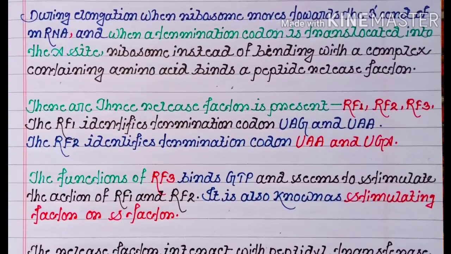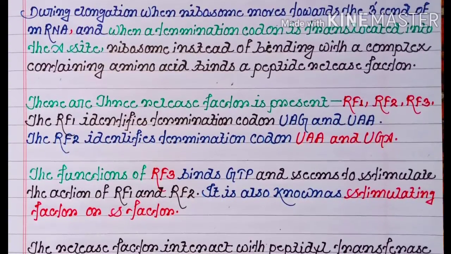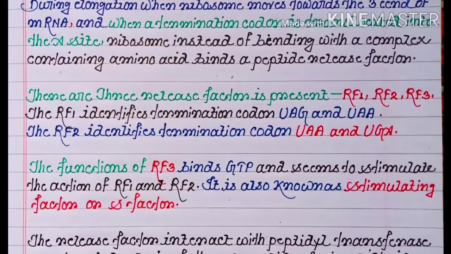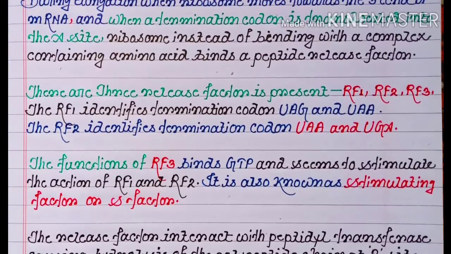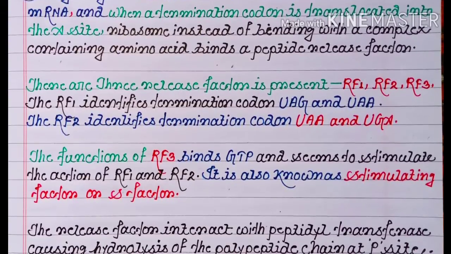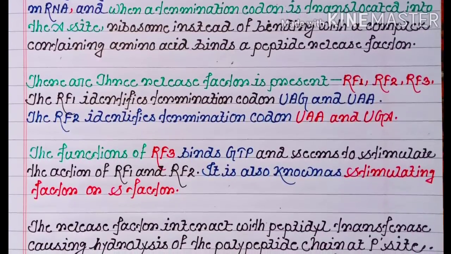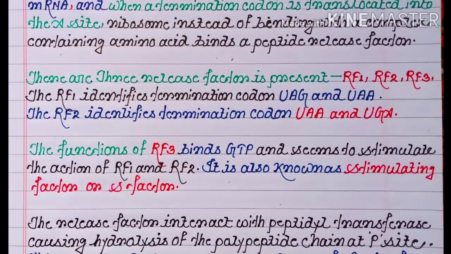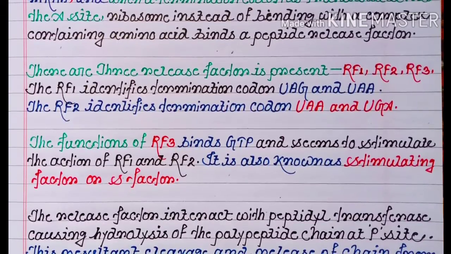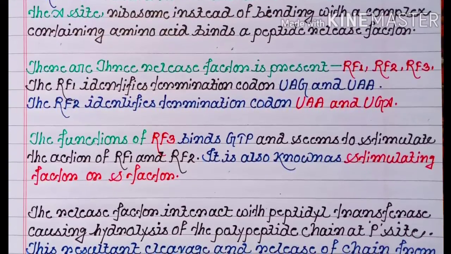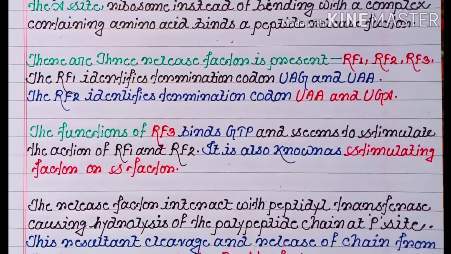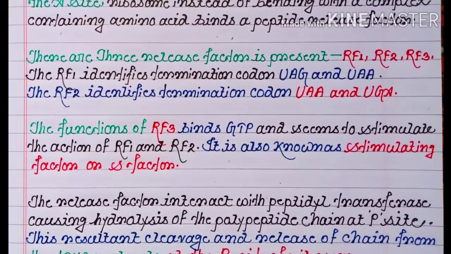RF1 identifies the termination codons UAG and UAA, and RF2 identifies the termination codons UAA and UGA. RF3 binds GTP and seems to stimulate the action of RF1 and RF2. It is also known as the stimulating factor or S factor.